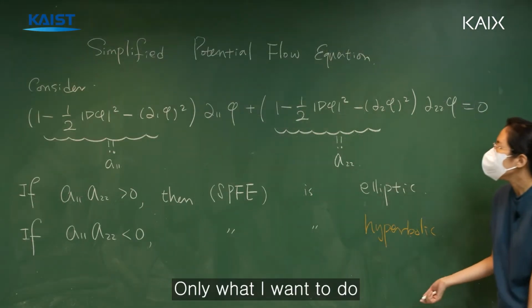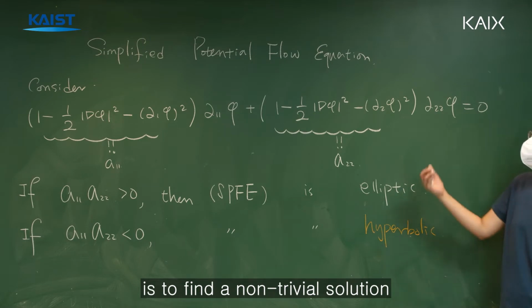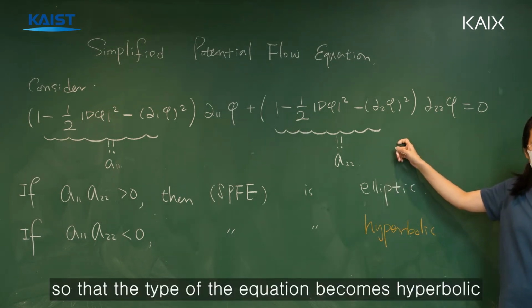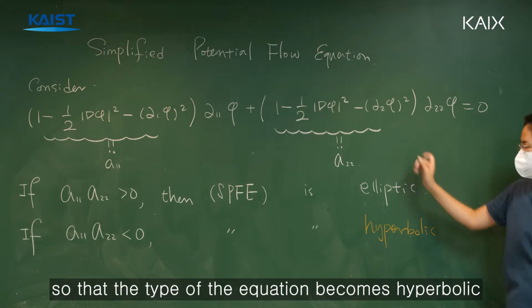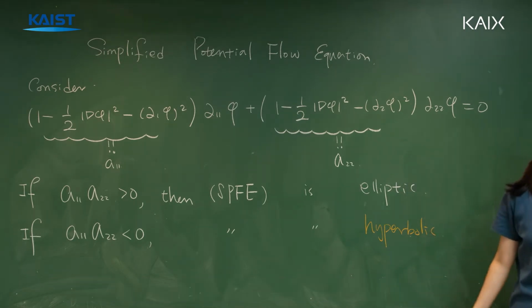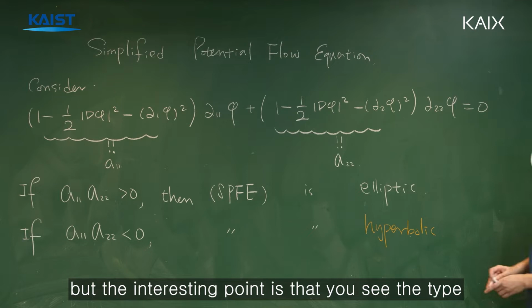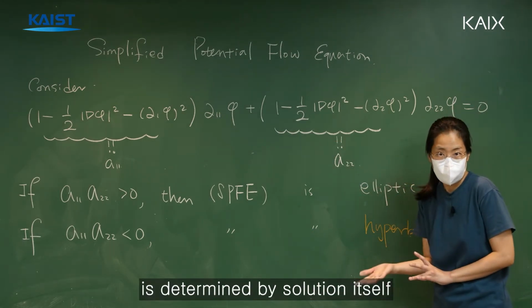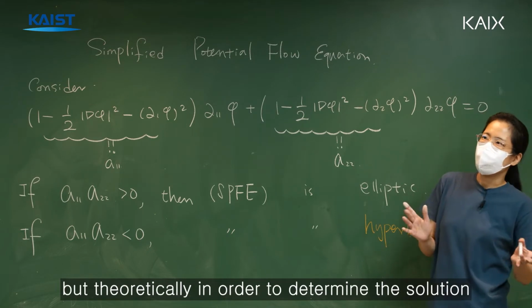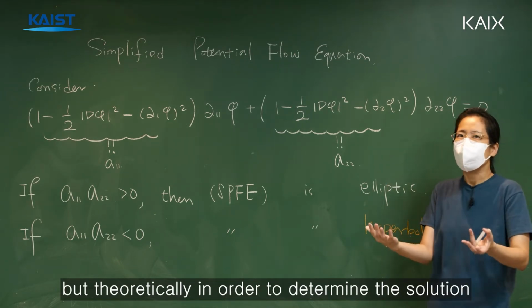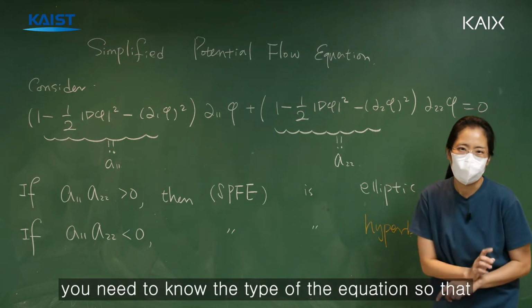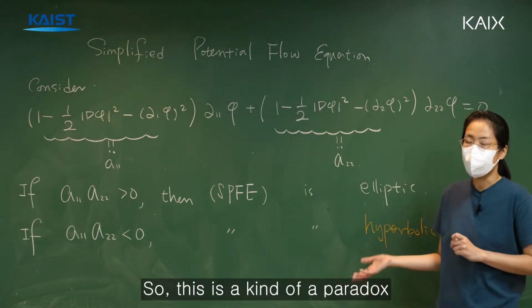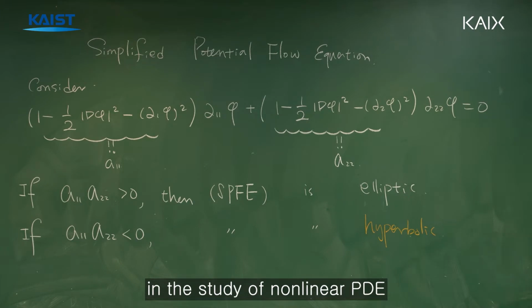Really, what I want to do is to find a non-trivial solution for this equation so that the type of the equation becomes hyperbolic. But the interesting point is that the type of the equation is determined by the solution itself. But theoretically, in order to determine the solution, you need to know the type of the equation so that you can analyze and find the solution. So this is a kind of a paradox in the study of nonlinear PDE.